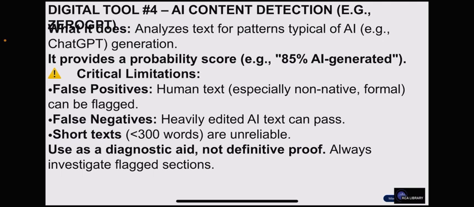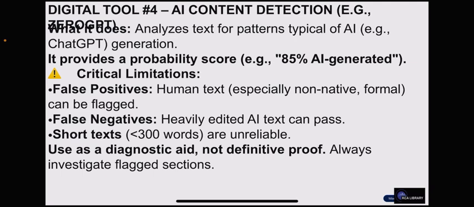Now we have digital tools for AI content detection. An example of that is ZeroGPT. What it does is analyze text for patterns typical of AI generation, e.g. ChatGPT. It tries to check if the text is AI generated, and provides a probability score, e.g. we could have 85% AI generated.